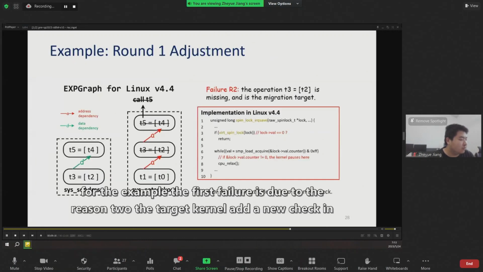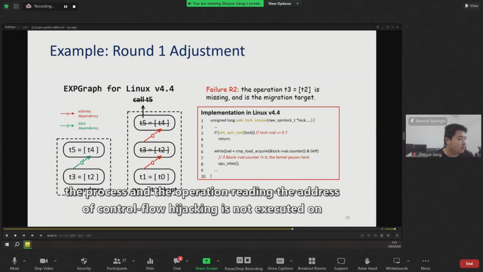For the example, the first failure is due to reason 2. The target kernel adds a new check in the process, and the operation reading the address of control flow hijacking is not executed on the target kernel.